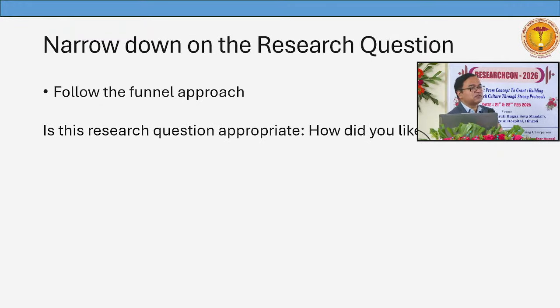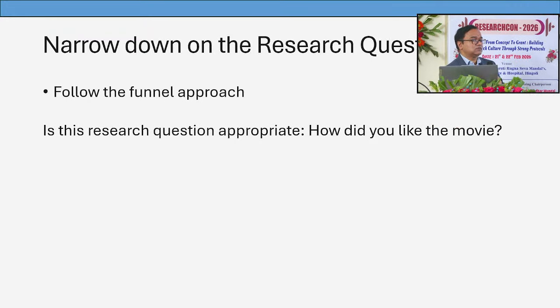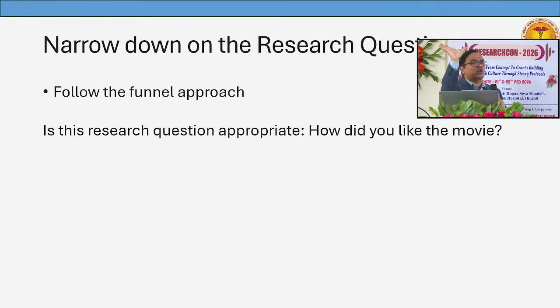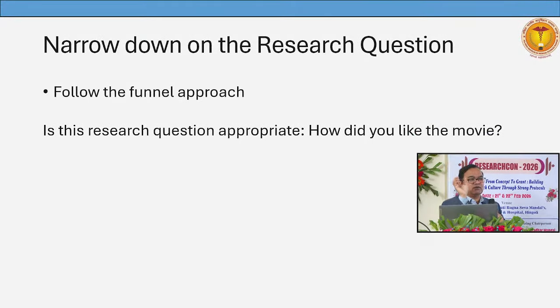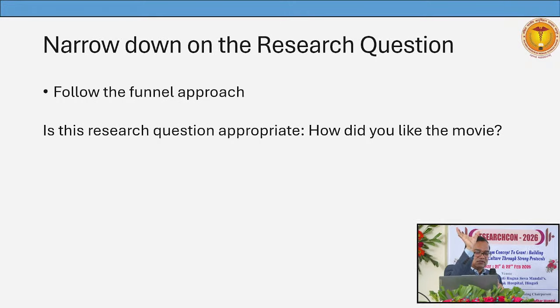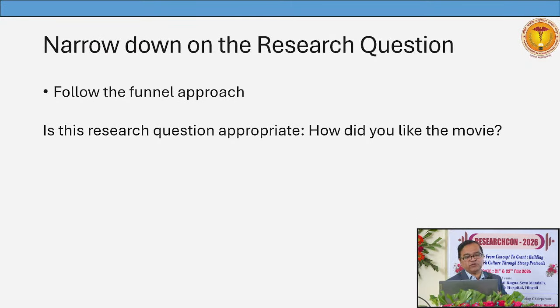So use this funnel approach. After review of literature you have broad questions, and now gradually, like a funnel, you make it very specific, like the shape of a funnel.